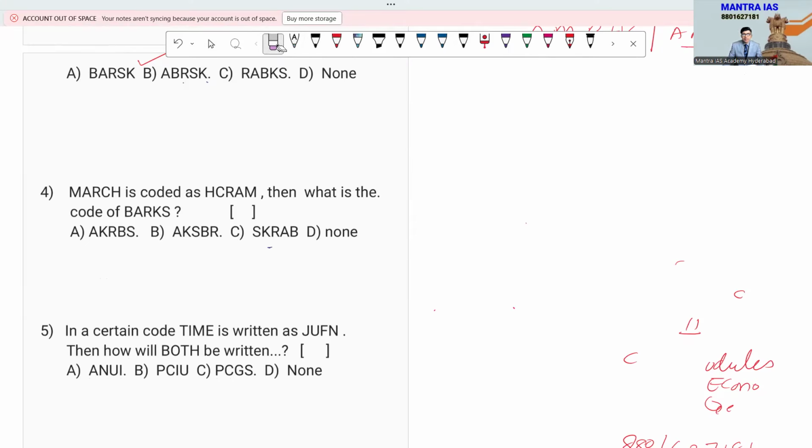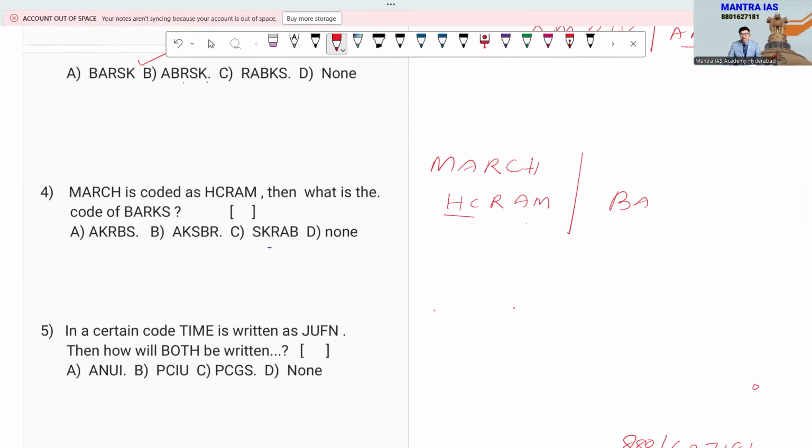What we have here. Observe the logic. I'll write here. MARCH. Now it has become what? HCRAM. Hope you understood that. Just previous question and BARKS. Now what do you say? Middle letter is no doubt same, but in this case CH has become HC. So KS is going to be SK. BA we have to write as AB. Same style, MA is AM. So SK or AB. This is the answer.